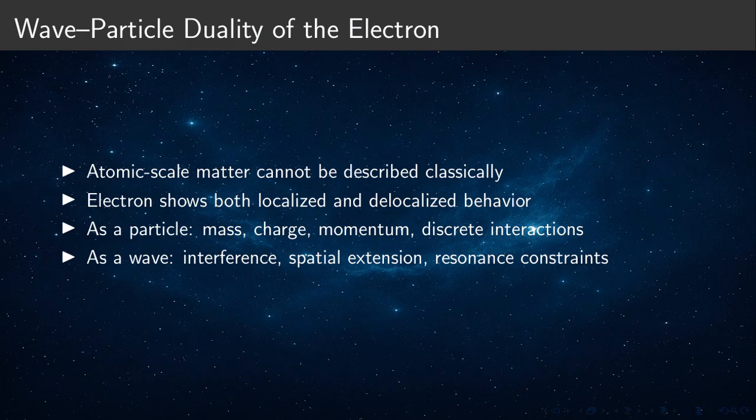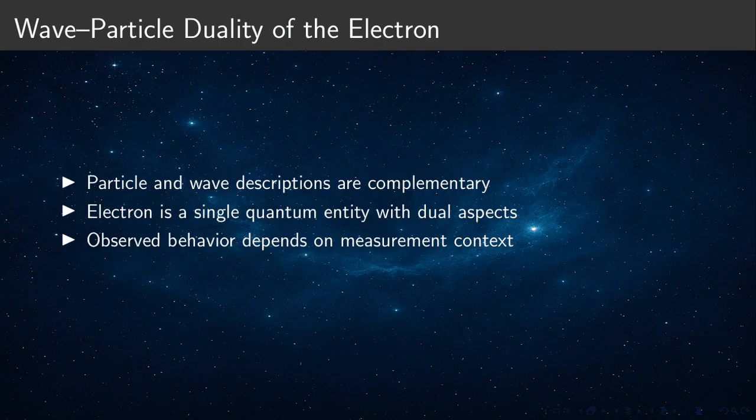Wave-particle duality of the electron. This interpretation reveals that matter at the atomic scale cannot be described adequately using classical intuition alone. The electron exhibits both localized and delocalized behavior simultaneously. As a particle, it carries well-defined mass, charge, and momentum, enabling discrete interactions with electromagnetic fields. As a wave, it extends over space, exhibits interference, and is restricted to resonant states determined by boundary conditions.